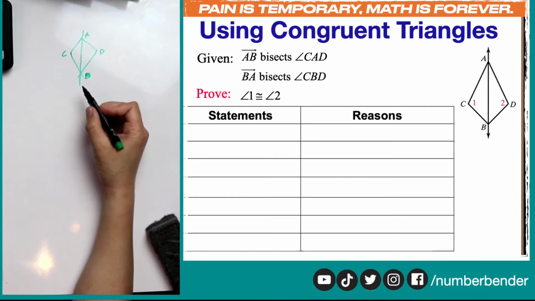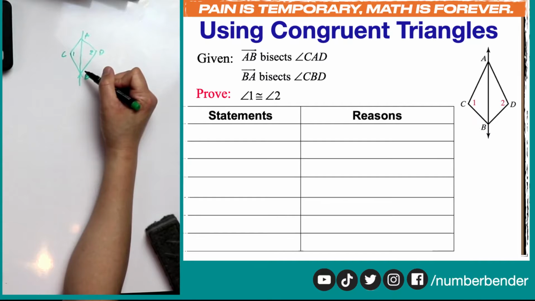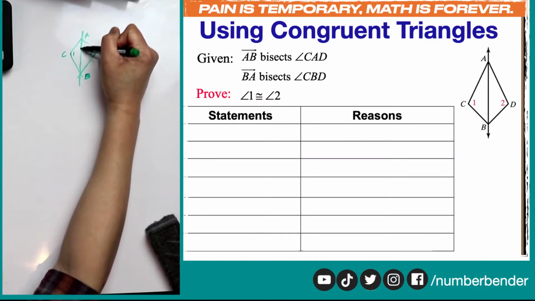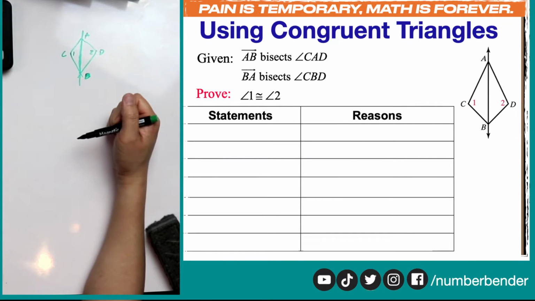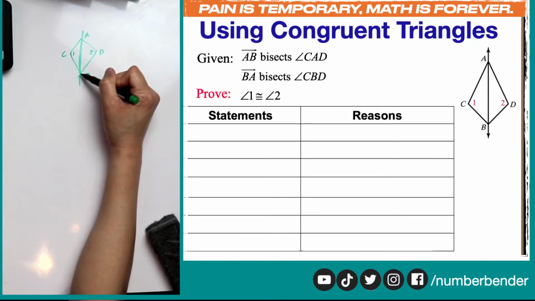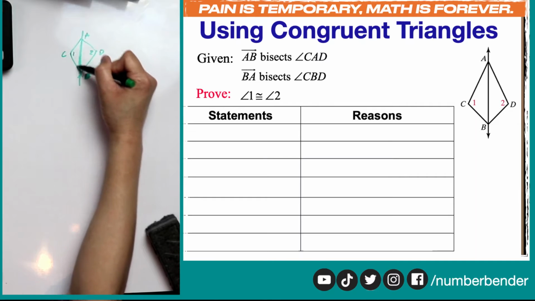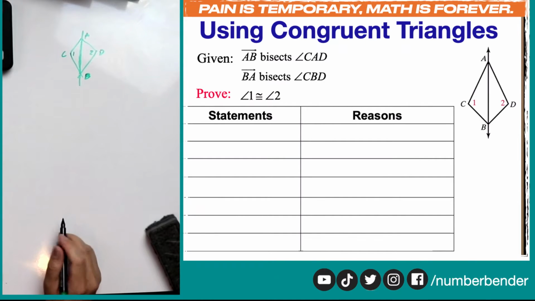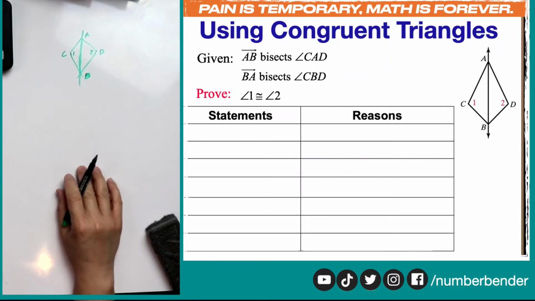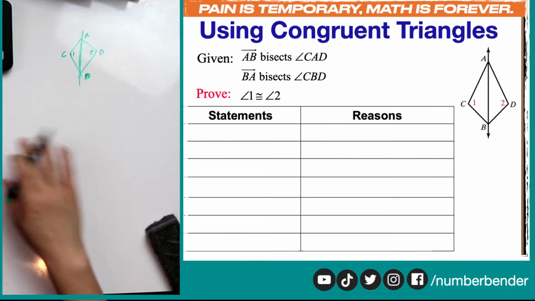And what is angle 1 right here? This is 1 and this is 2. And we need to prove that they are congruent based on the given information that AB bisects CAD and CBD. So those are the two angles that we're going to be using to start our proof.